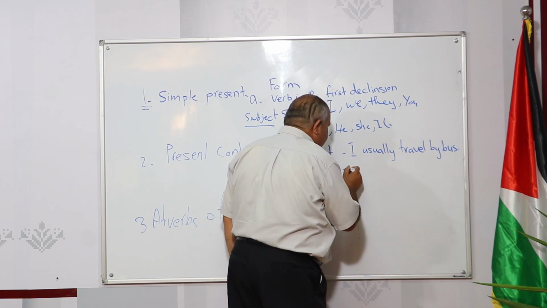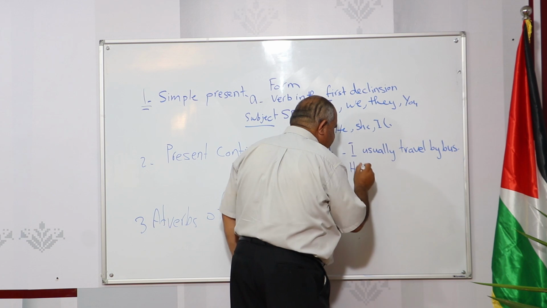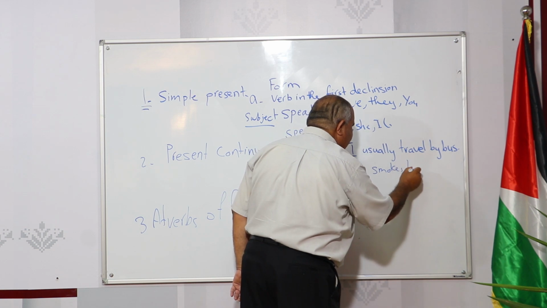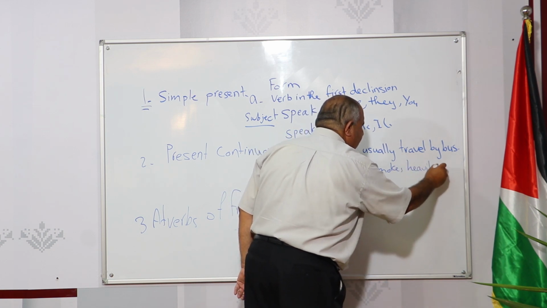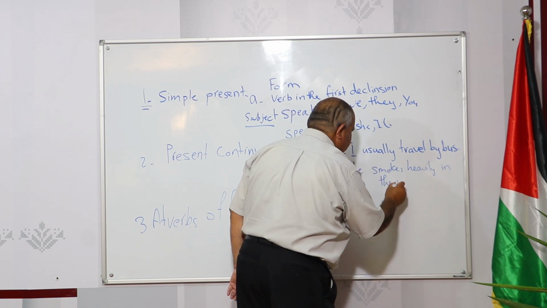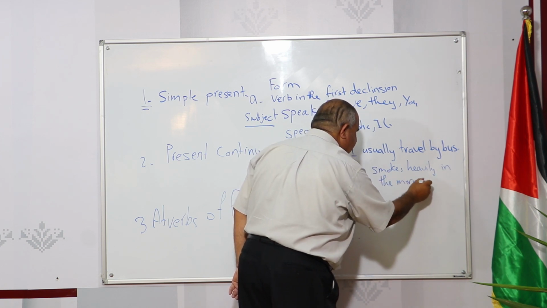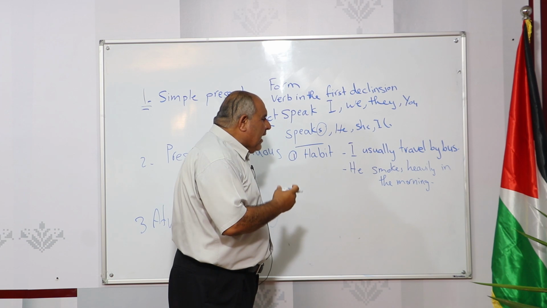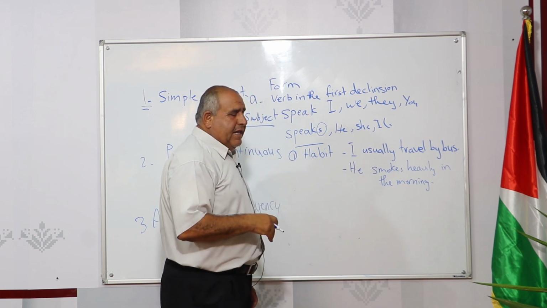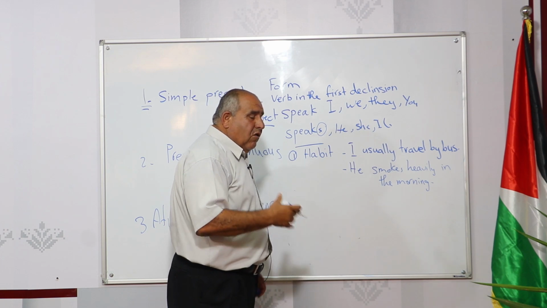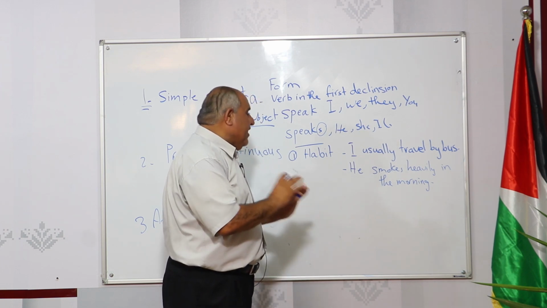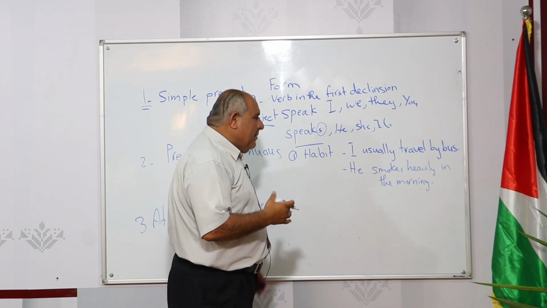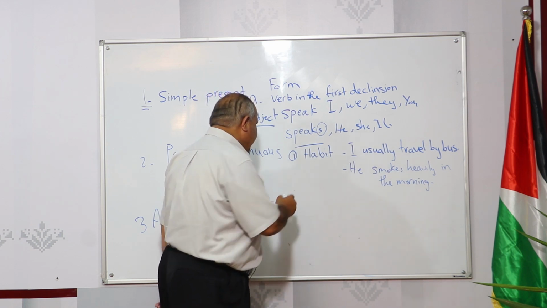Another example. He smokes heavily in the morning. This means that his habit is to smoke very heavily in the morning. He smokes 3 or 4 or 5 or 10 times every day in the morning. Well, this is his habit, unlike at other times of the day, when maybe he smokes less and less. Number 2.